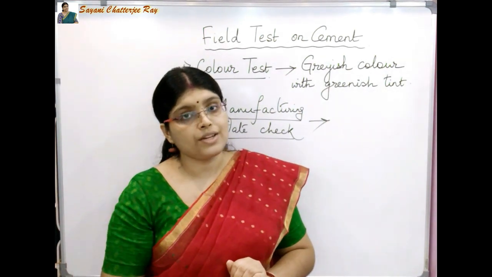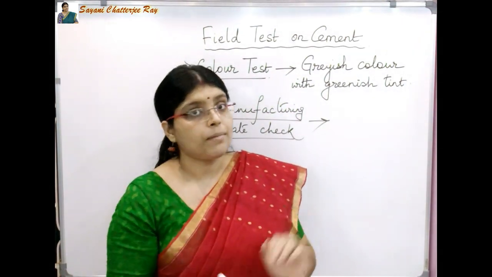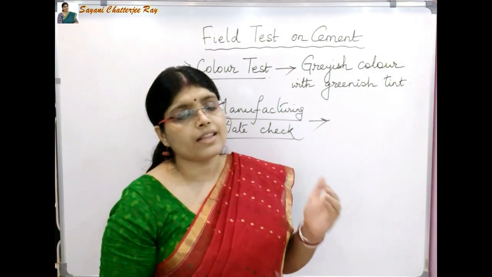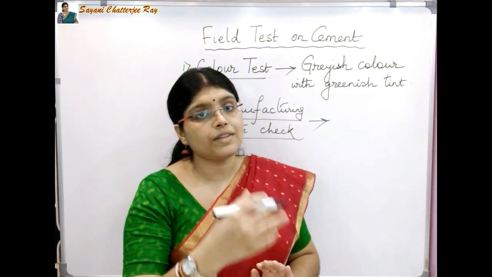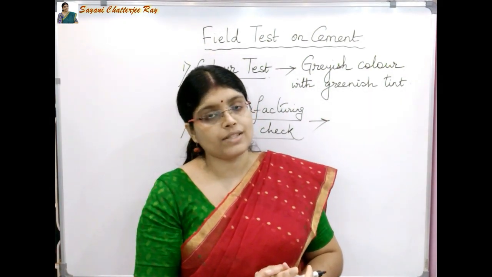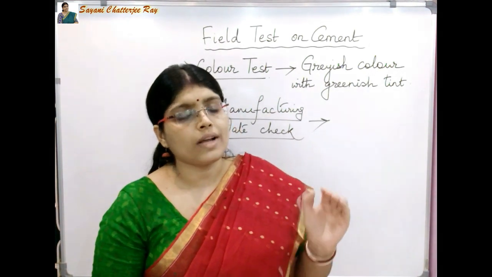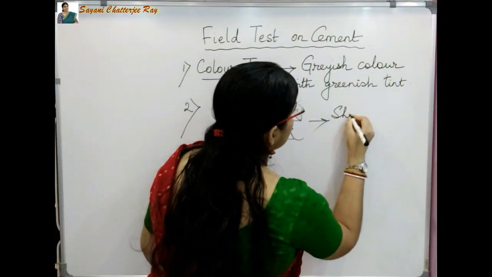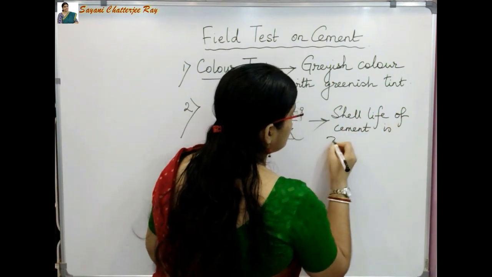For better durability of the structure, you should use cement which is manufactured within 3 months, because cement generally has a shelf life of 3 months. Some cements have a shelf life of more than 3 months, but you should avoid that, because if the shelf life exceeds 3 months, then the cement should be checked for all its physical properties. So whenever at site you are receiving a bag of cement, just have a look at the manufacturing date first. So the shelf life of the cement is 3 months.